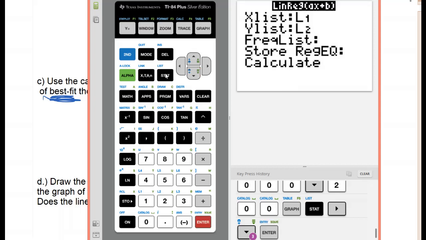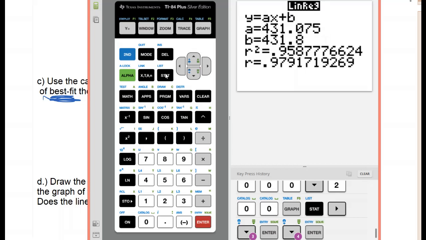You select linear regression, and then my calculator asks me for a bunch of things. If yours doesn't ask you, it by default has the x and the y values. So again, L1 should be the x, L2 should be y. There's no frequency, so if there is one there, clear it out. We're not going to store anything. We're going to go to calculate, and there it calculates.